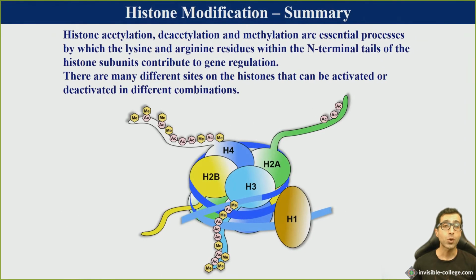So histone acetylation, deacetylation and methylation are all essential processes by which the lysine and the arginine residues within the N-terminal tails of the histone subunits can contribute to the regulation of gene transcription. There are many different sites on the histones that can be activated or deactivated in these ways in different combinations.